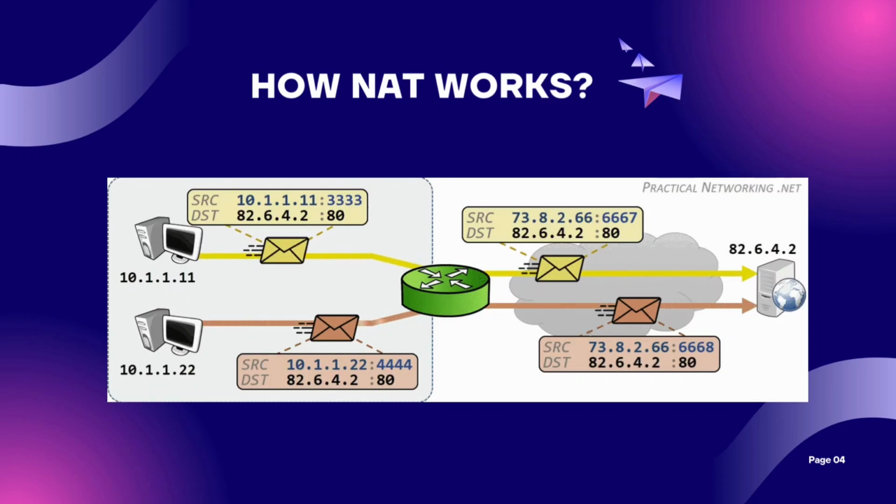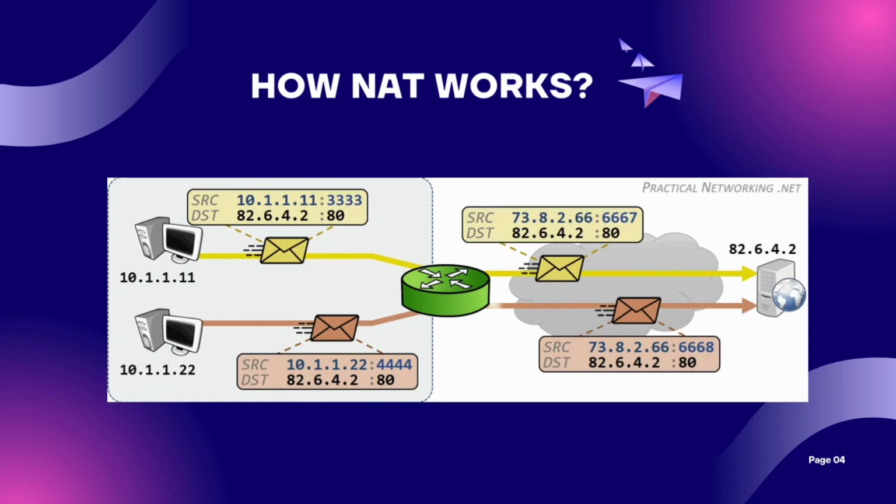Now let's talk about how NAT works. This diagram shows how Network Address Translation works, specifically source NAT, which is commonly used in routers to allow multiple devices in a private network to share a single public IP address when accessing the Internet.